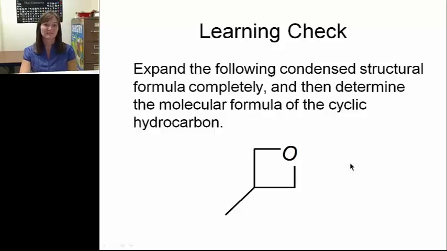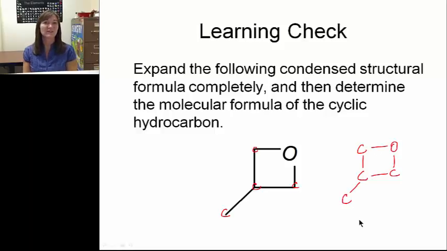So here's another learning check. Expand the following condensed structural formula completely, and then determine the molecular formula. So remember that each corner of your structure is a carbon. If it's something other than the carbon, then they've got to tell you what it is. So that's what they're telling us here, that this upper right-hand corner is an oxygen. And then the end of this line is a carbon. So I've got 3 carbons to an oxygen, and then I have another carbon here.